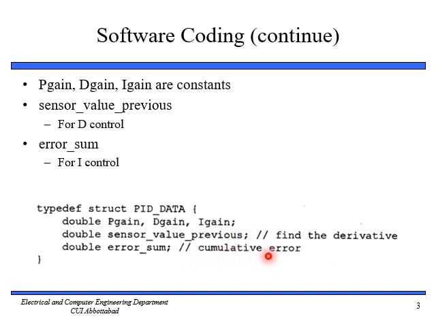As I have told you, for integration we require the previous sum of error terms, and for derivative we require the difference between the error terms, so sensor value previous. This is what we require for the derivative. So let's move on to the PID update function and see what it is comprised of.